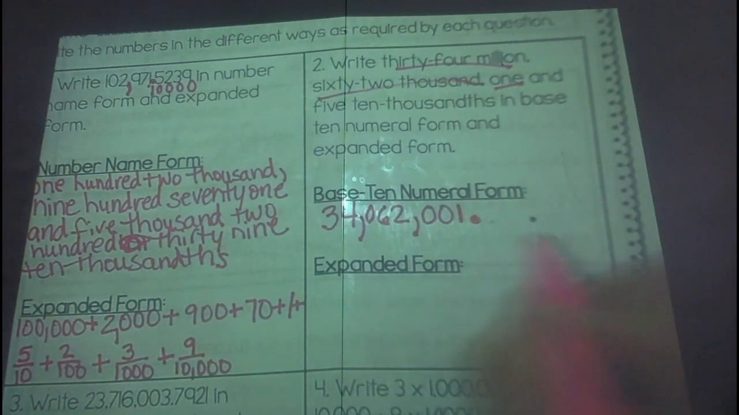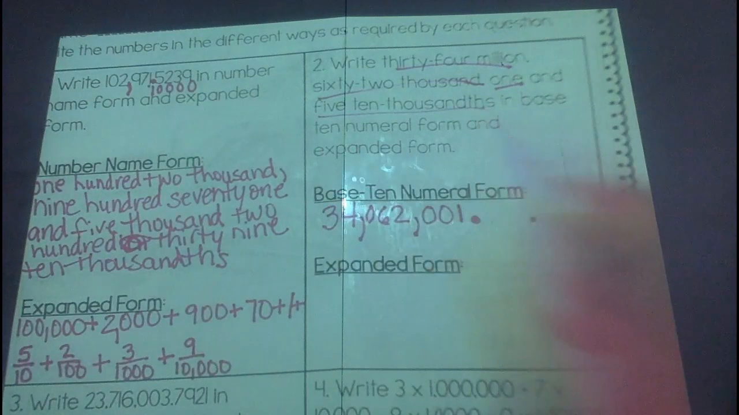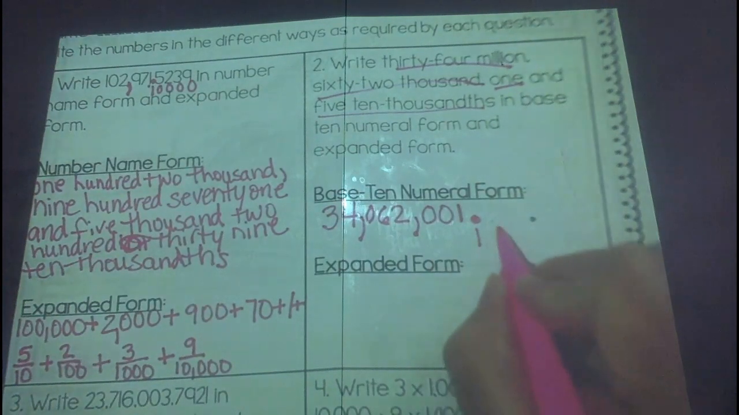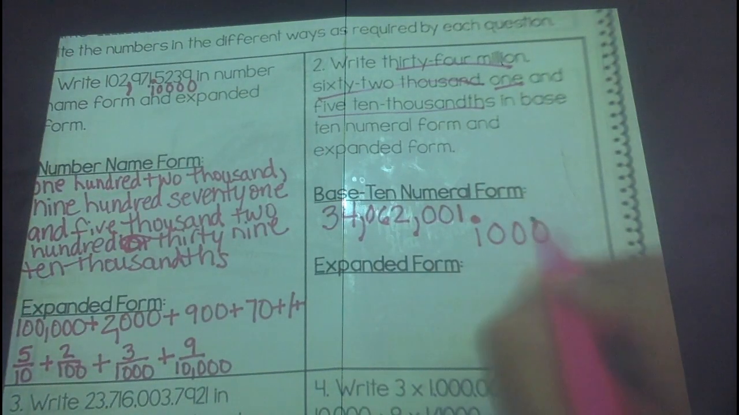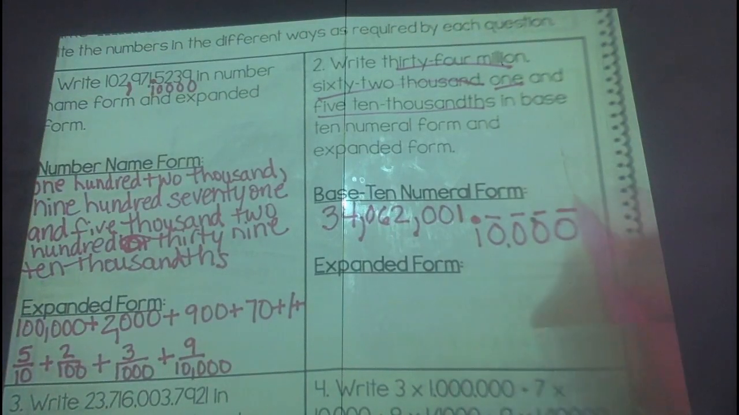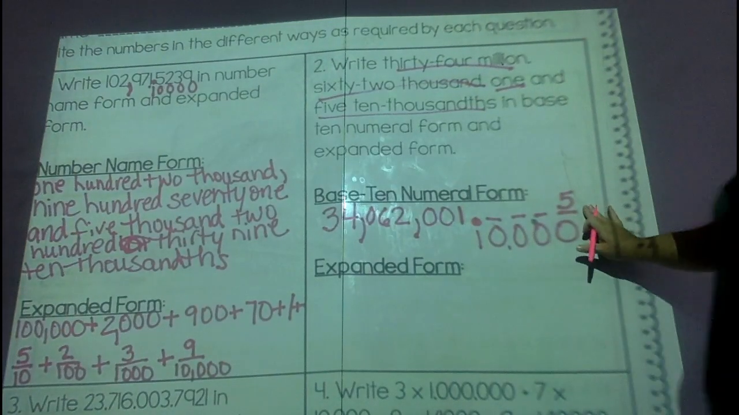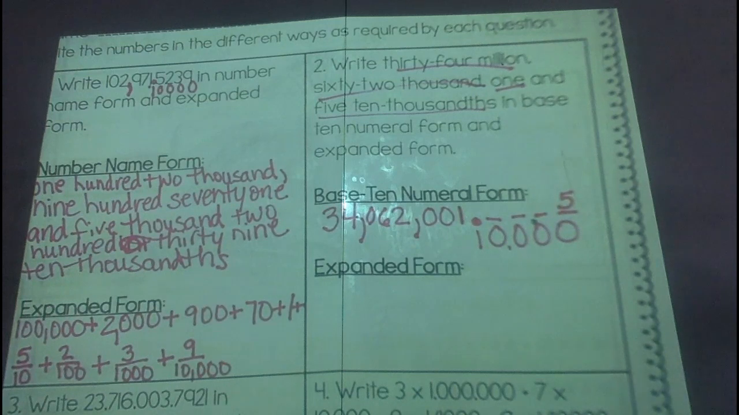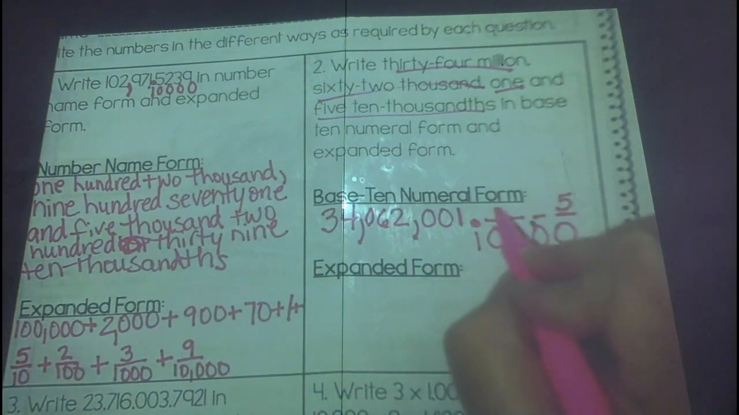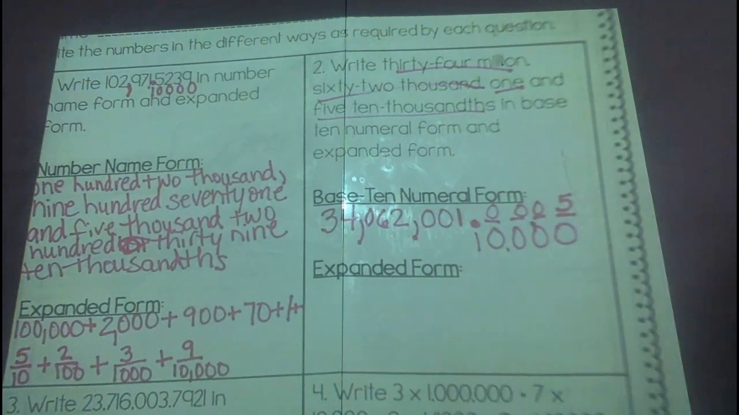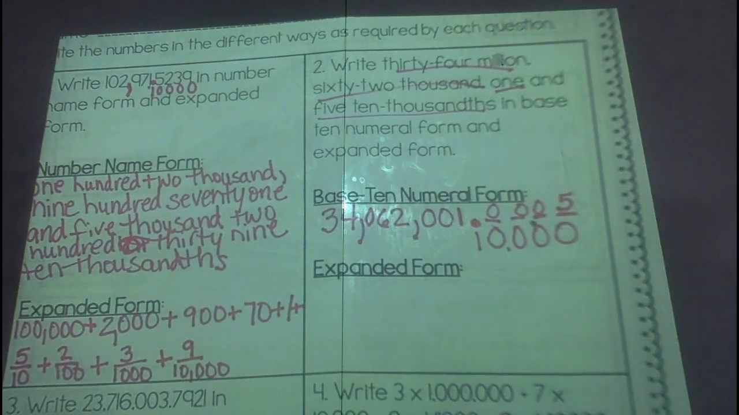And 5 10,000ths. Wow. There's 10,000. So we have 1, 2, 3, 4 places. So we have to have 5 10,000ths. So our last number has to be in the 10,000ths place. So we got a lot of placeholder zeros to put in there, don't we? So there is how we write that number in base 10 numeral form.